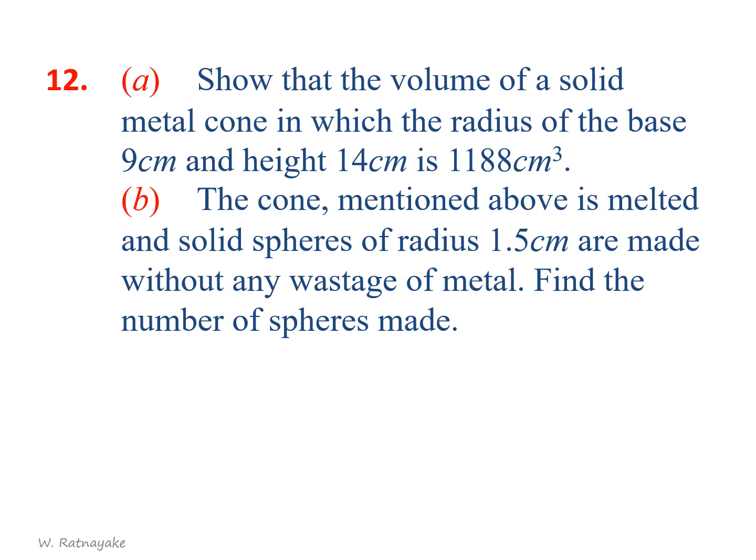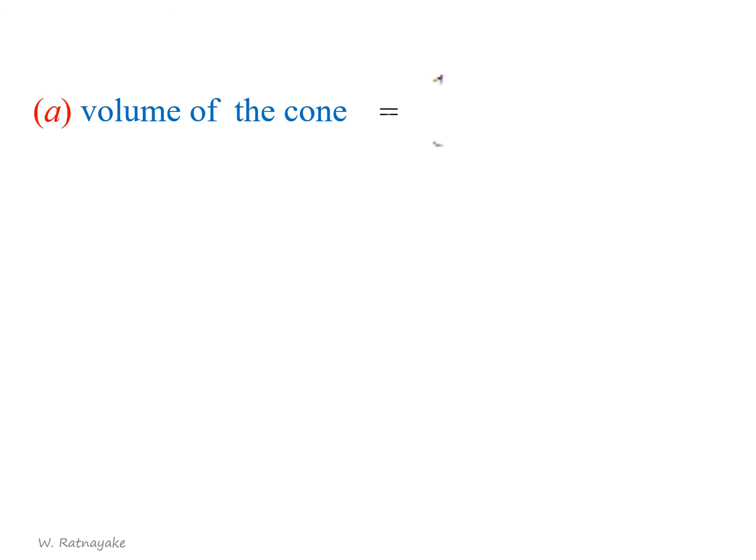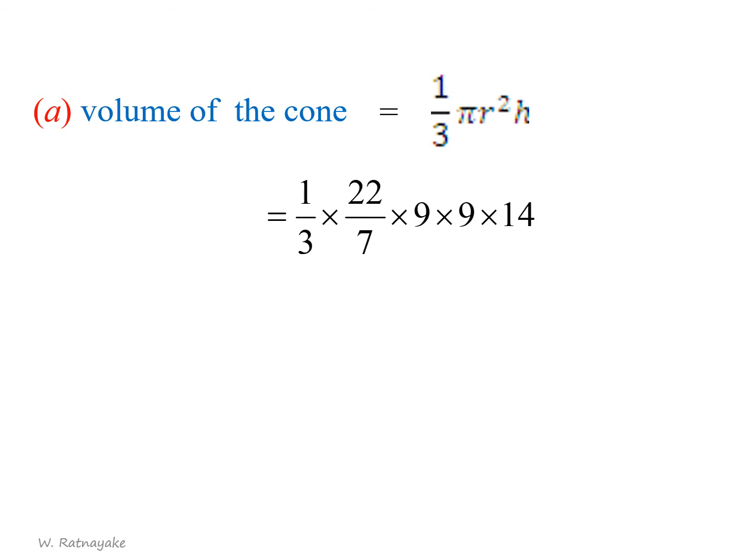Volume of a cone is 1/3 pi r squared h. R is the radius, h is the height. Now here the radius is given as 9 centimeters and the height is given as 14 centimeters. So when you substitute values into this formula, we get 1/3 multiplied by 22 upon 7 times 9 times 9 times 14. Now we have to simplify this to find the volume of the cone.